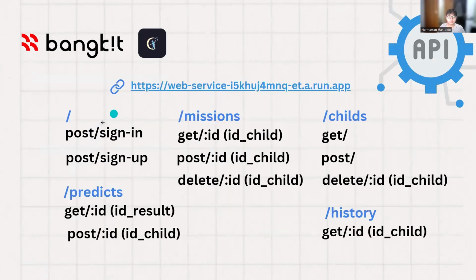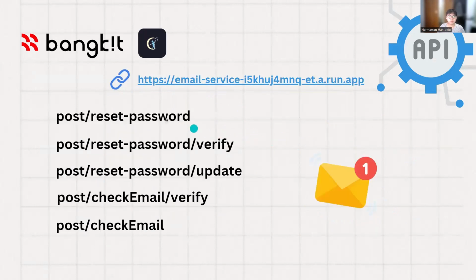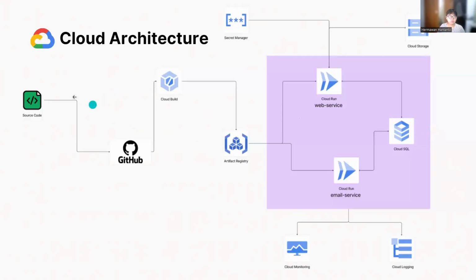We have authentication routes for sign-in, sign-up, handle mission, handle trials, and handle predict for predicting and getting the result, and slash history for tracking and monitoring the results of what has been done before. And this is our API to handle sending email, for example, set password and check whether an email exists or not. And we move to the cloud architecture that allows the mobile side to communicate with the machine learning model deployed on cloud drive, and our relational database in Cloud SQL.